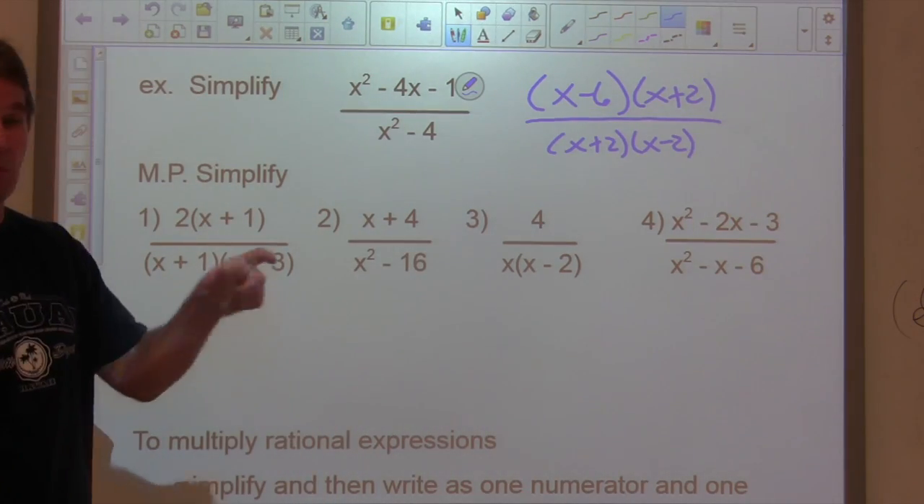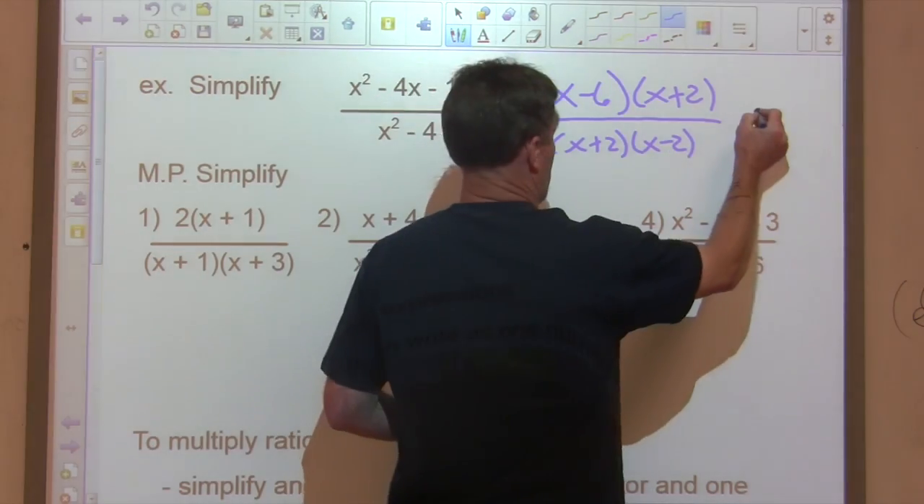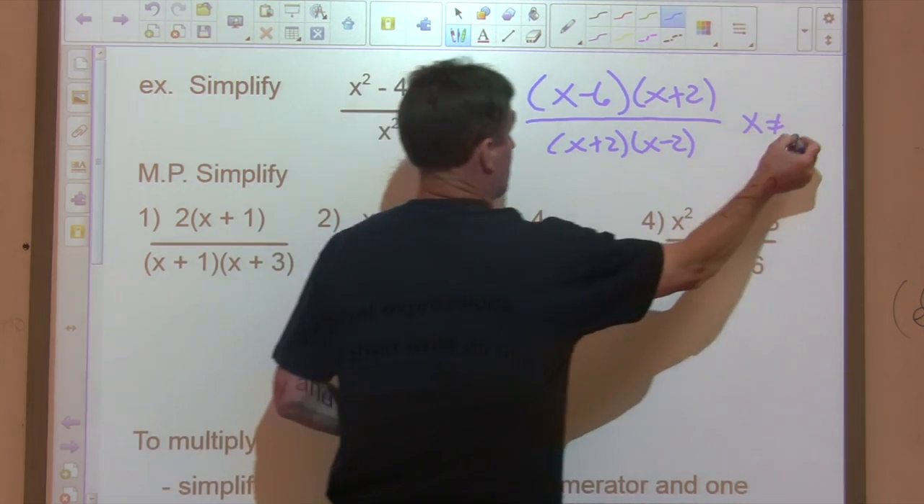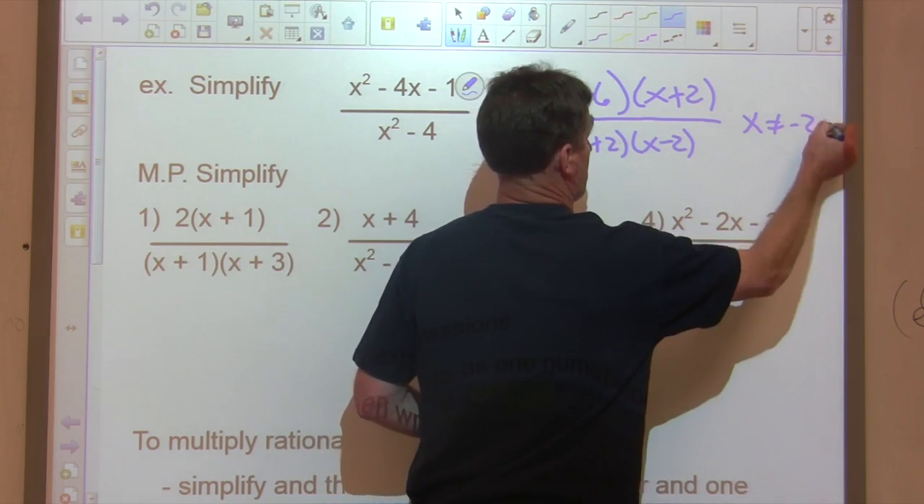Remember, the second step is we're going to list our restrictions. Now again, this is only the denominator. So x cannot equal negative 2 or positive 2.